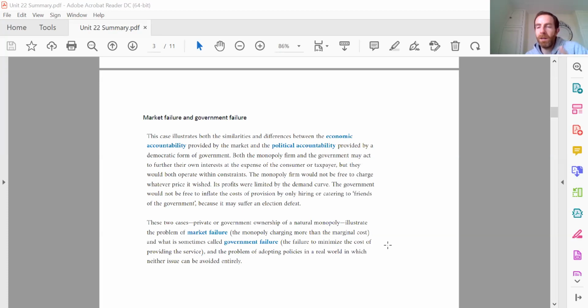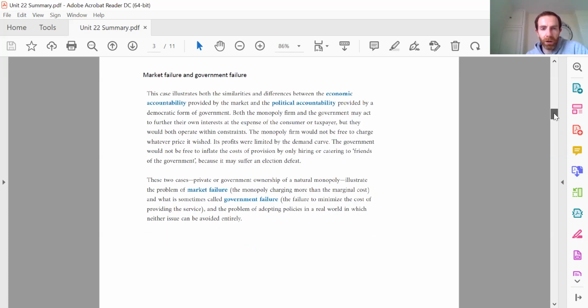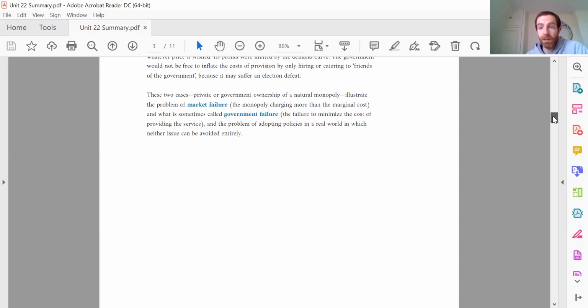There are accountabilities that stop monopolies from abusing their power, and there are accountabilities that stop governments who are running a natural monopoly from abusing their power. In the government case, what stops them from abusing their power? That they're going to have to face an election. And so if they've done really badly in running this natural monopoly, that might mean that they lose power when they face that election. Okay, so those are the introductory ideas.